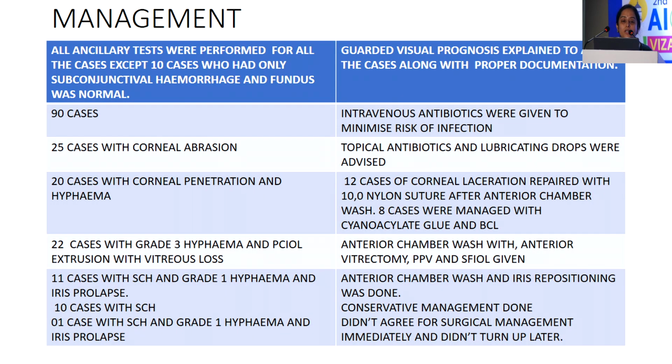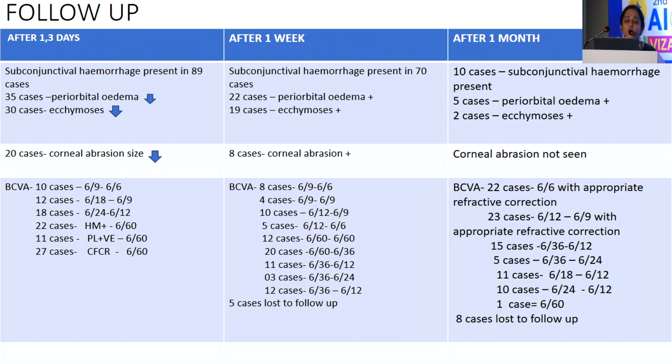We managed all the cases after doing all the ancillary tests, and after explaining the guarded visual prognosis with proper documentation to the patients who needed it. The patients who had vitreous loss were managed with pars plana vitrectomy and SFIOL was given. We did a follow-up, and on day 1, day 3 and after 1 month there was a significant difference.